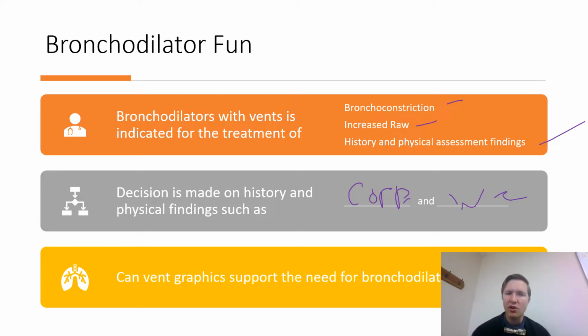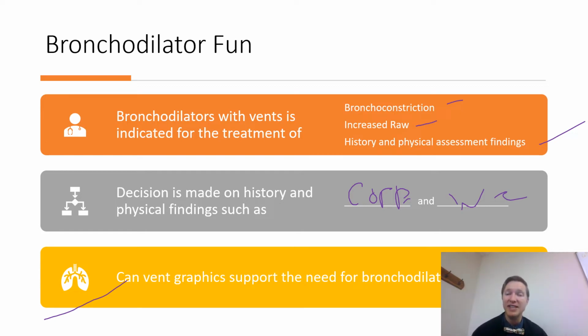Can the ventilator graphics support the need for bronchodilation? Yes, absolutely, right? And we talked about that in our graphics PowerPoint. So if you haven't looked at that, go ahead and look at that PowerPoint video that I did on the ventilator graphics. So you'll see a dip in their flow rates, right? Their flow rates go down just like in pulmonary function land. They'll have decreased flow rates. And not only that, but it's going to take a lot longer for them to exhale back to the baseline pressure or the baseline flow, right? So it's going to take a long time for them to exhale. They'll have slow lung units.